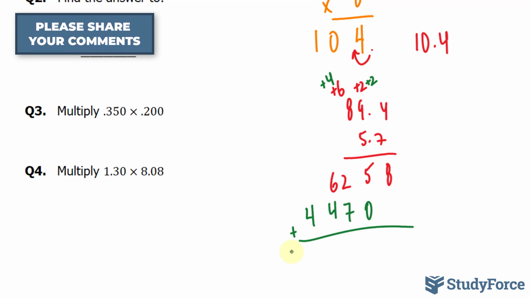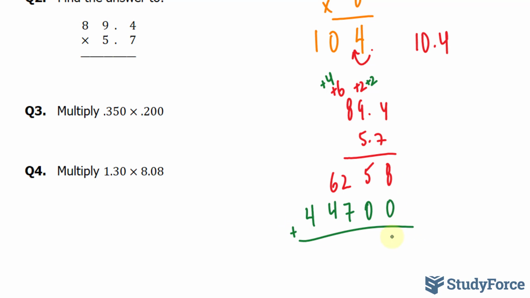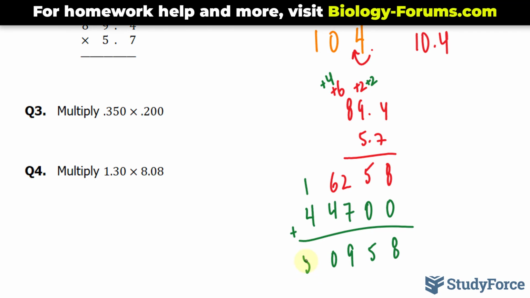We start with 8. 8 plus nothing is 8. Next we have 5 plus 0, which is equal to 5, and 2 plus 7 is equal to 9. 6 plus 4 is 10. Carry the 1. 1 plus 4 is 5.